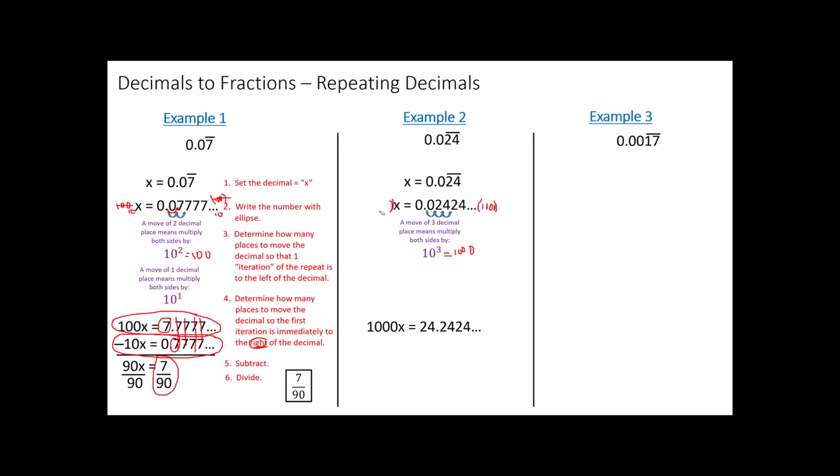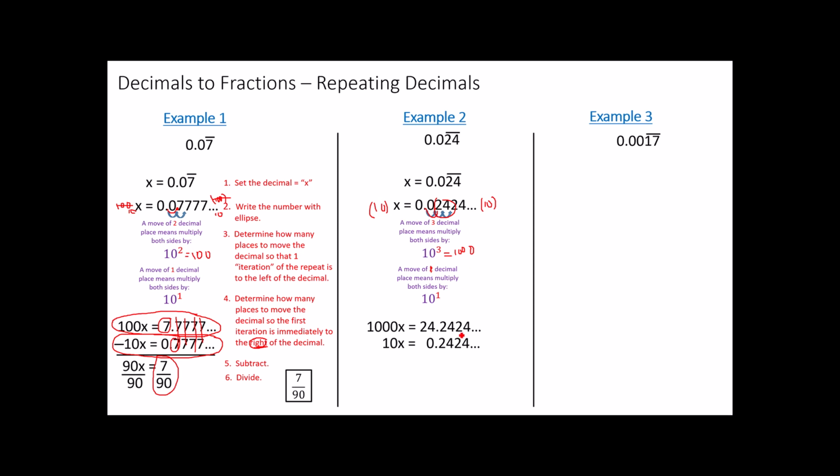Next, I'm going to see how many places I need to move my decimal so that it is immediately to the right of my decimal. So the first repeat is immediately to the right. Since 24 is my first repeat, I want it to be right here. That's a move of one place, or 10 to the first. You can see I forgot to fix that. 10 to the first. If I multiply both sides by 10, I get 10x equals 0.2424.